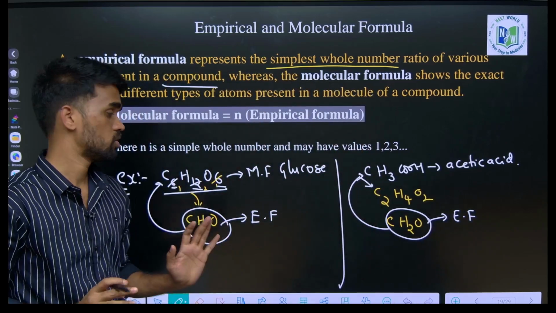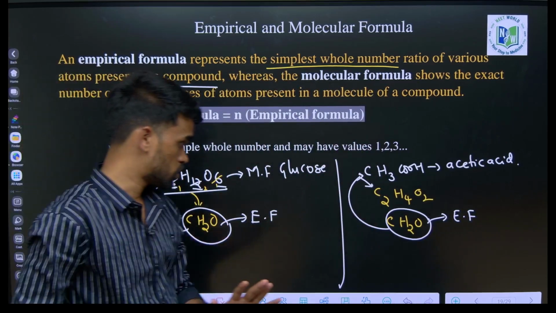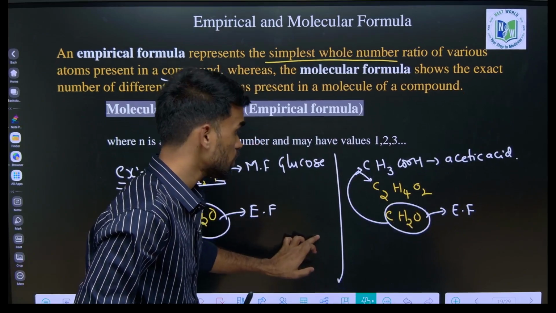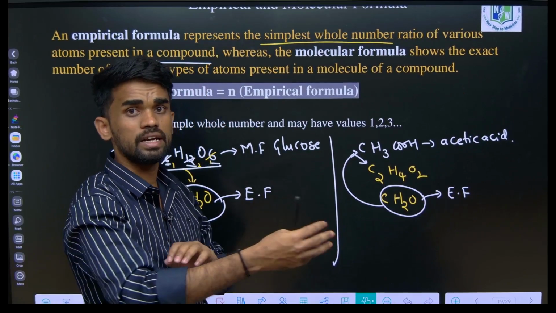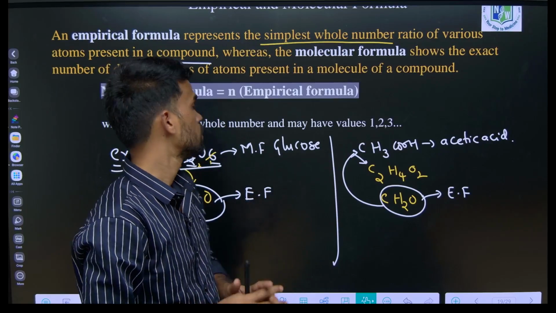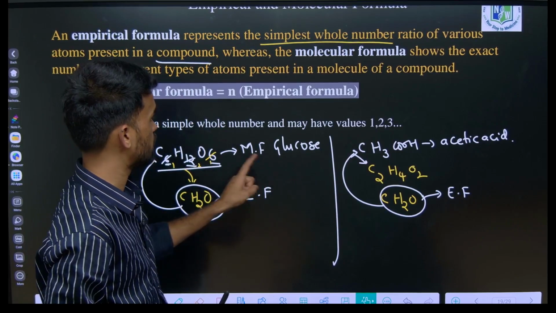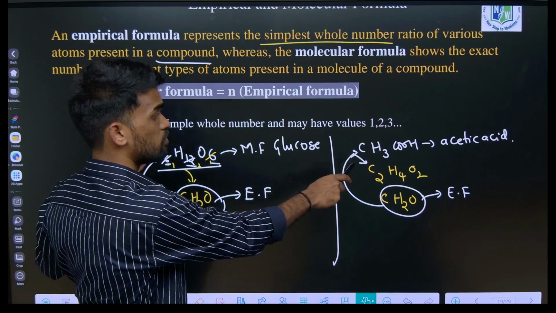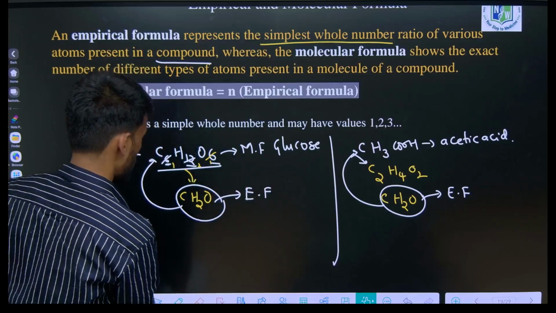You should remember that empirical formula may be the same for different compounds, but molecular formula will be unique. See here, empirical formula is the same for acetic acid and glucose, but their molecular formulas are different. I hope this is clear.